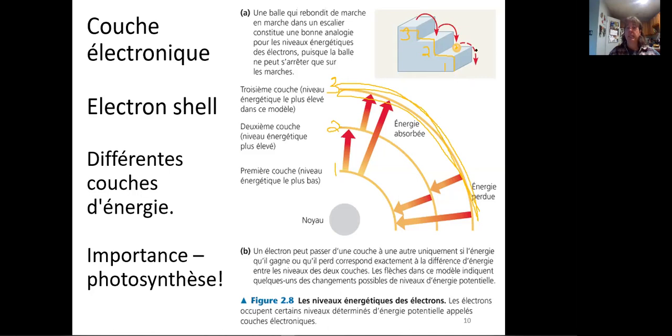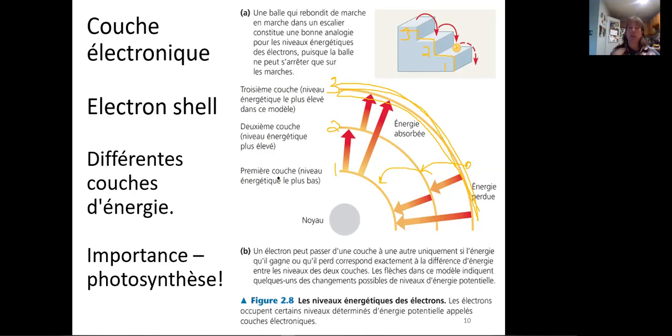As the ball moves down to lower stairs, it loses energy. Or as an electron moves down to a lower shell, it loses energy. This will be important when we study respiration and photosynthesis. In this model, here's the explanation. The third shell has the highest level of energy in this model. Second shell has the next highest. First shell has the lowest energy level.